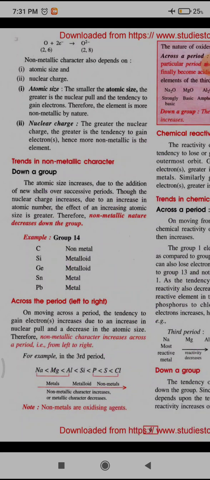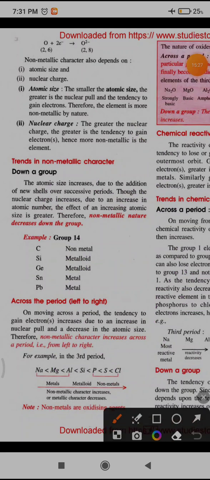After watching this video, once again you read what is given in your book. Clearly you can understand. One example is given, you see. From sodium to chlorine it is given. Sodium to aluminum, they are the metals and they are showing the metallic character, and phosphorus to chlorine they are showing the non-metallic character, and they are the non-metals.